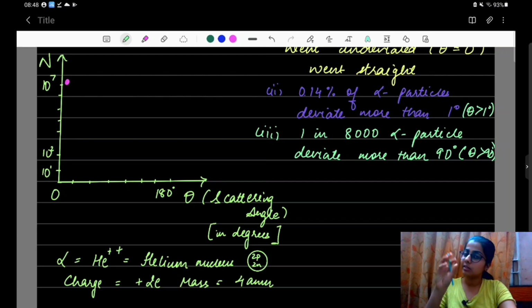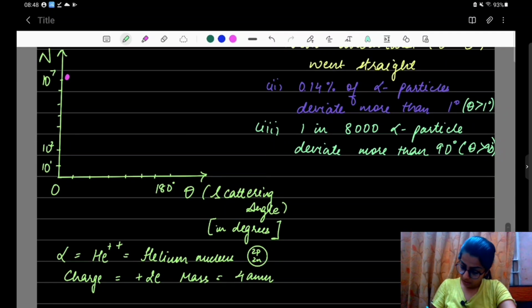The nucleus is present at a very small space, and that nucleus is very concentrated. The charge on that nucleus is very concentrated. That's why 1 in 8,000 alpha particles deviate more than 90 degrees. Can you understand how concentrated it is and how much charge that nucleus would be carrying? Okay, last observation.